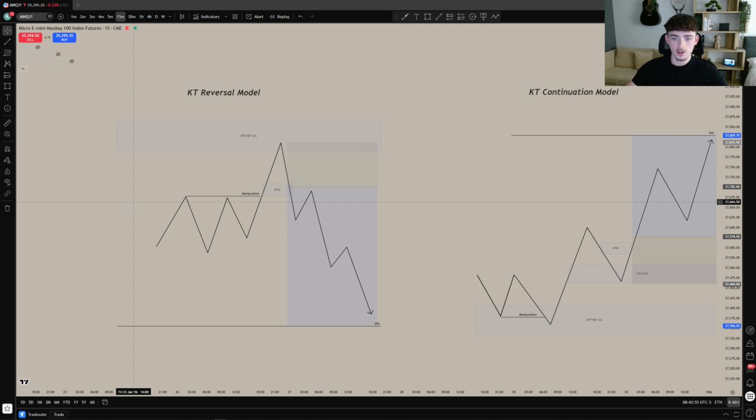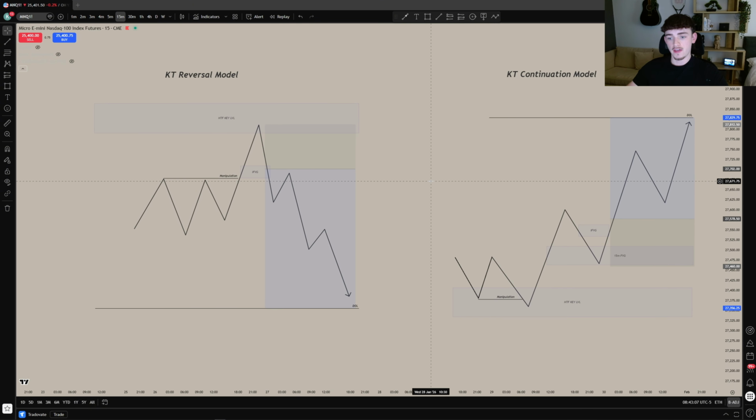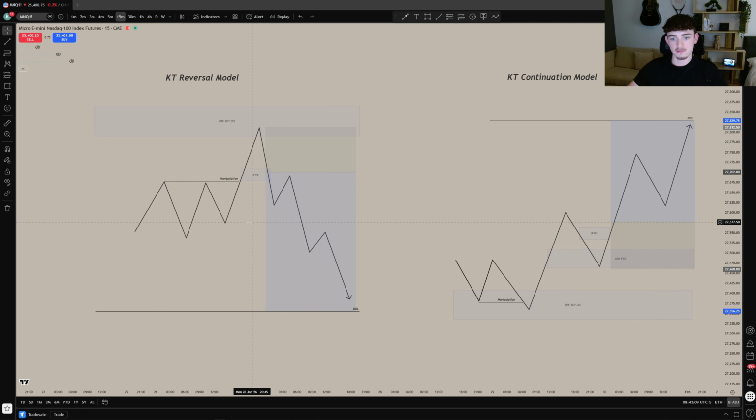So we get that accumulation, manipulation into a higher time frame key level, and then we get that inverse fair value gap. Now, with your stop loss, you want to put the stop at the high, okay? I'll go over that in a second. And then you want to target your draw of liquidity, obviously taking partials maybe here, and then continuing down.